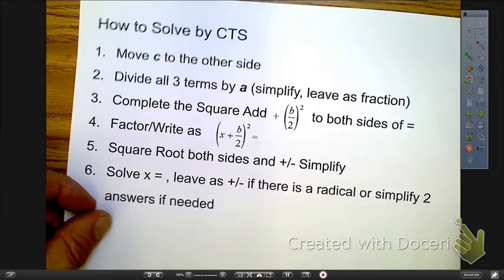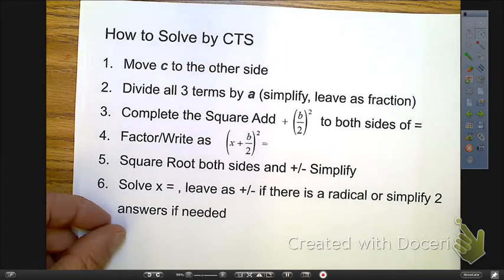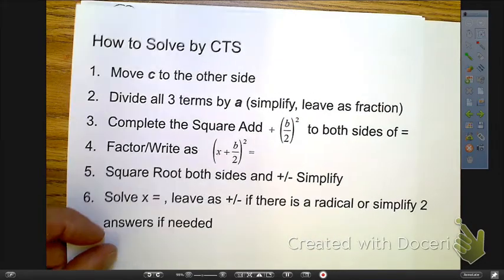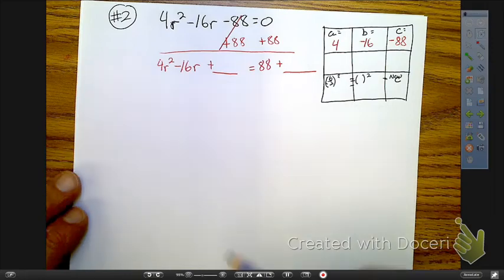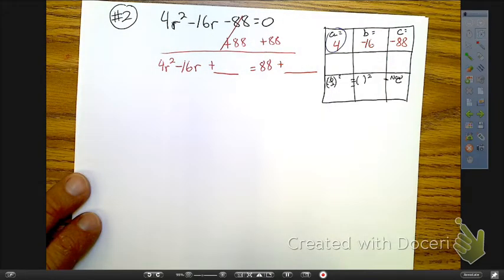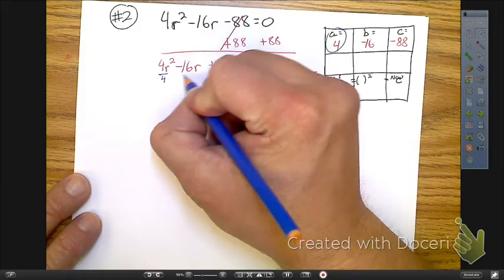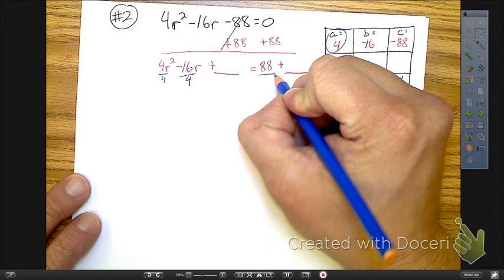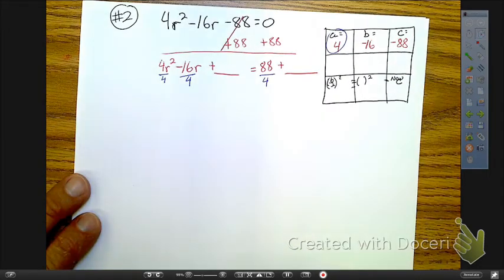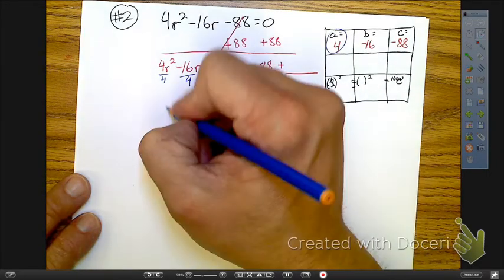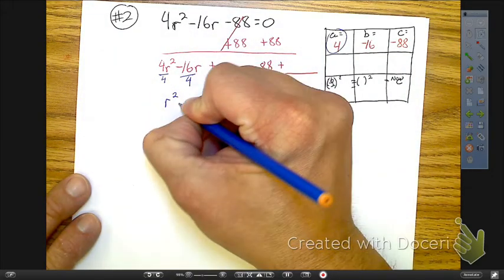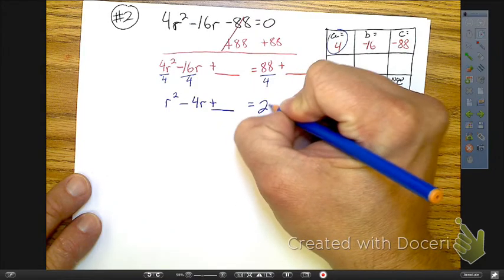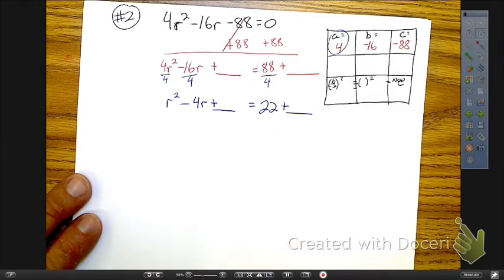Step 2 says divide all 3 terms by a. We need to simplify, and if we get a fraction, we're going to leave it as that. In this problem, a is equal to 4. So what I need to do to every single term, the quadratic term, the linear term, even c that we moved to the other side, we need to divide by a. R squared minus 4r plus that missing blank spot equals 22, plus that missing blank spot.